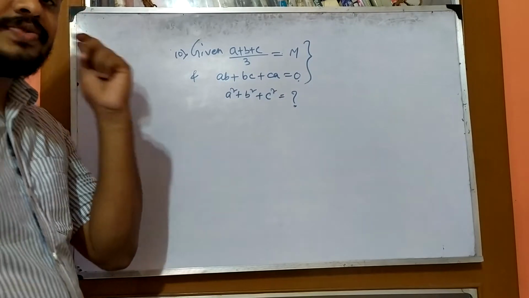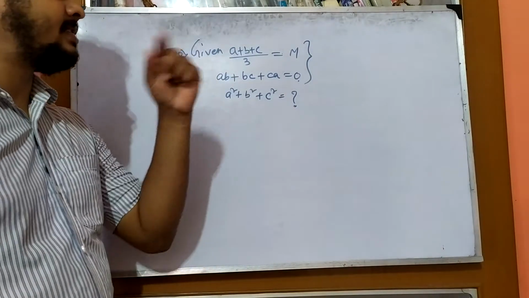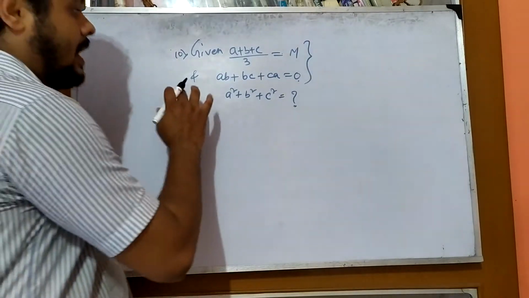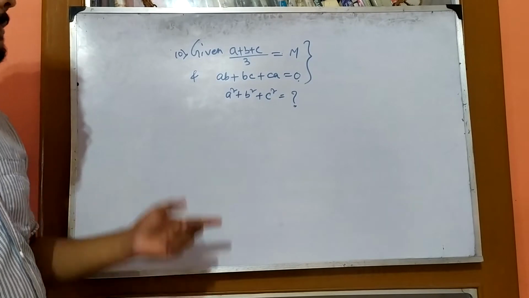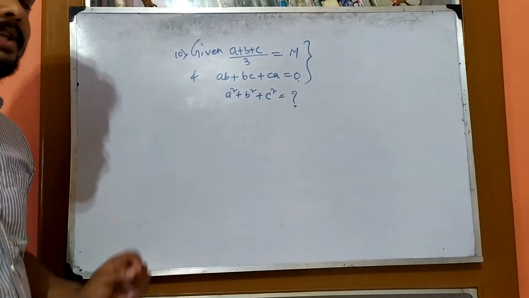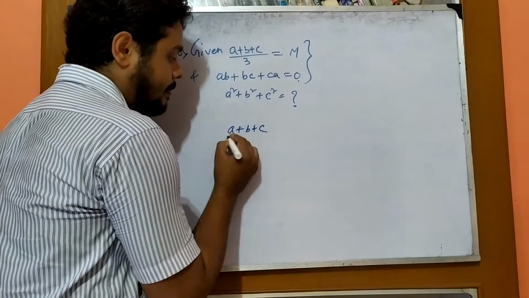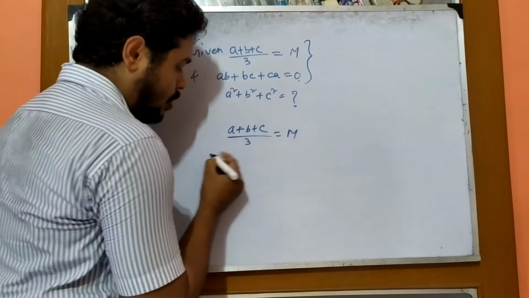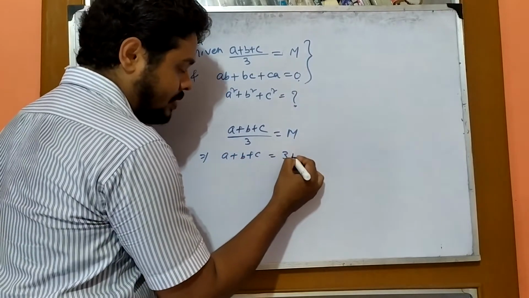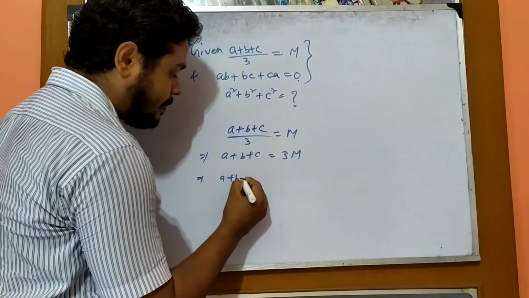Okay, the mean of 3 numbers A, B, C, that means we can write A plus B plus C by 3 equals m. And another condition is given, AB plus BC plus CA equals 0. Now we have to find A square plus B square plus C square. From the given condition, A plus B plus C by 3 equals m. So what can we write? A plus B plus C equals 3m.